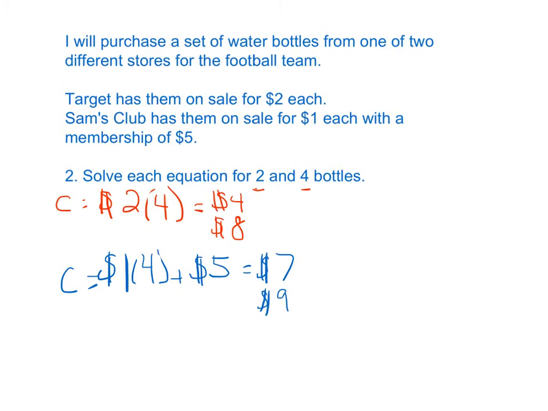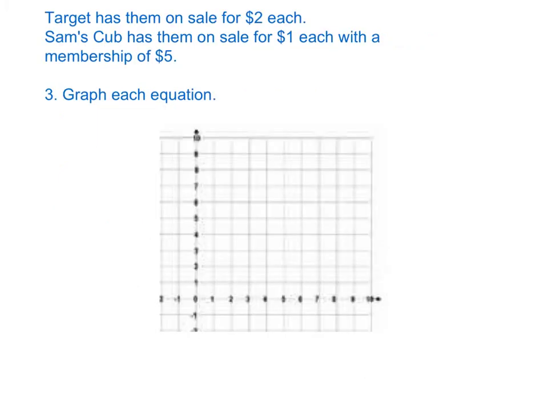Now, we're going to take that information and put it onto a graph. We're going to graph each equation with the information that we took. So for Target, for 2 bottles, it was $4. For 4 bottles, it was $8. Let's put points on this graph. It's a little bit blurry, but hopefully you'll be able to see it.